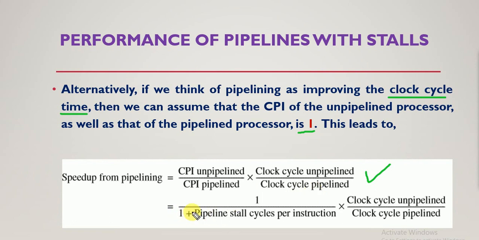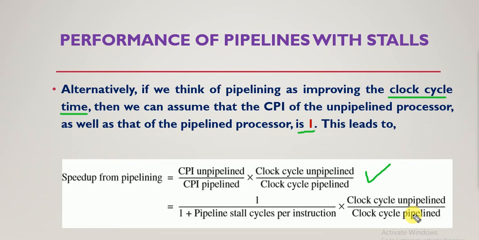It is again equivalent to CPI unpipelined, which is now 1, divided by 1 plus pipeline stall cycles per instruction, that is the CPI for the pipelined system, into clock cycle unpipelined to clock cycle pipelined. So these are the different performance measures.